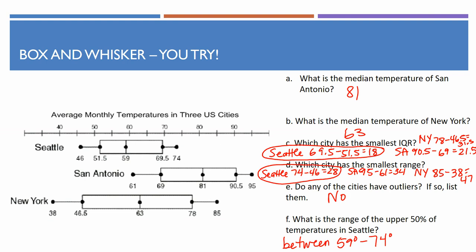And then the range, part F, the range of the upper 50% of temperatures in Seattle. Upper 50%, remember each section is 25%, so the upper 50% goes from 59 to 74 degrees, right?